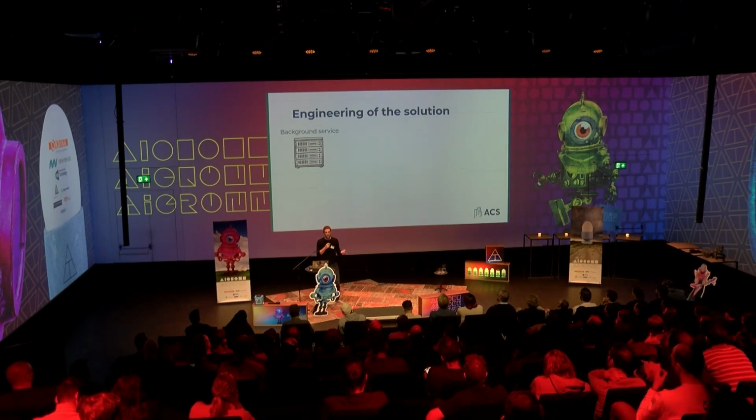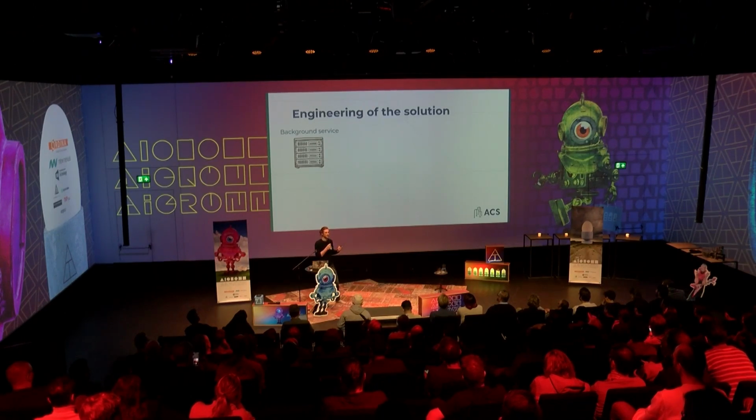And then, when the model is trained, we have a background service. This is one example of how we can use a model after it's trained, but we can use it in many different ways. I'll explain later.